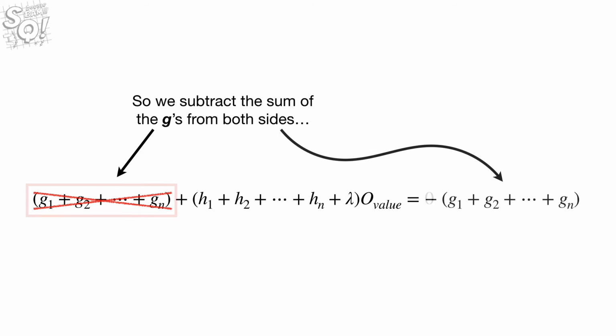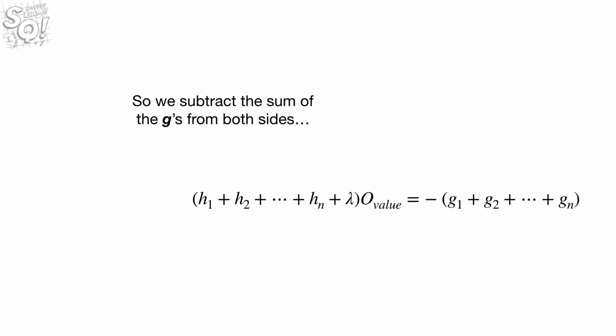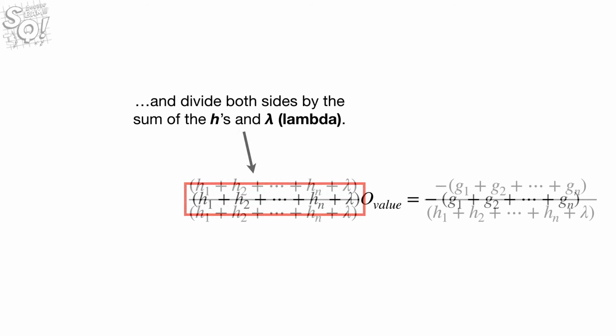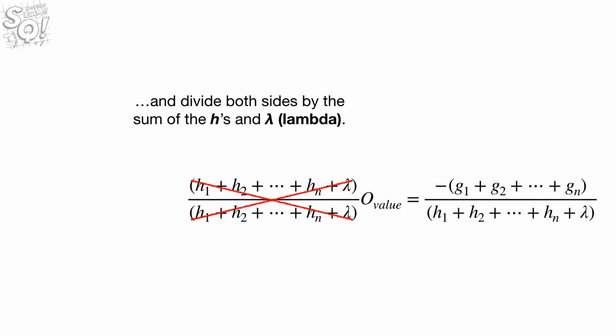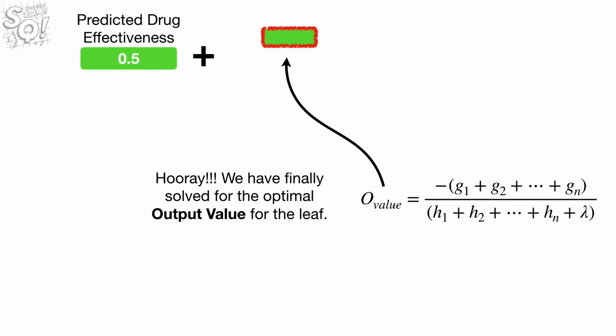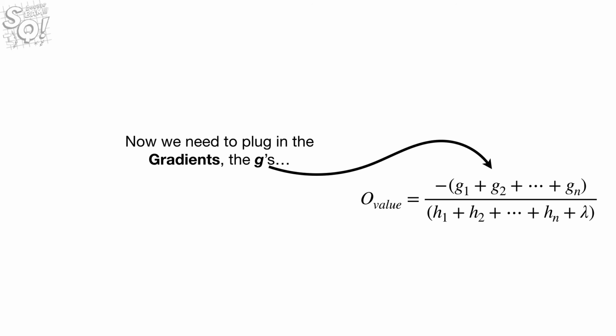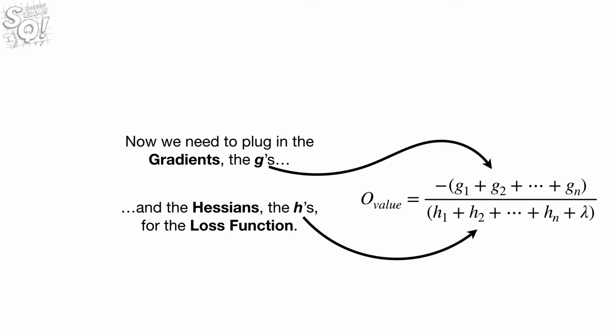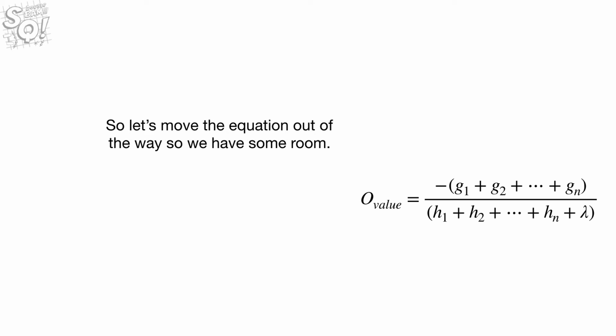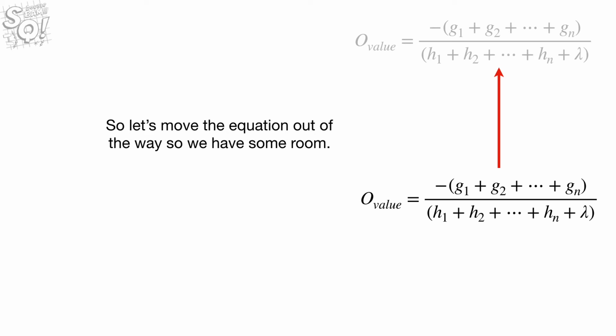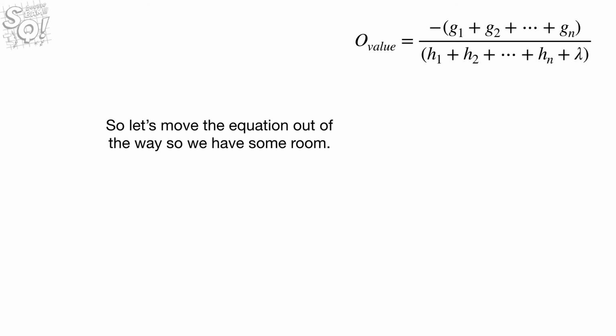So we subtract the sum of the g's from both sides and divide both sides by the sum of the h's and lambda. Hooray! We have finally solved for the optimal output value for the leaf. Now we need to plug in the gradients, the g's, and the Hessians, the h's, for the loss function. So let's move the equation out of the way so we have some room.